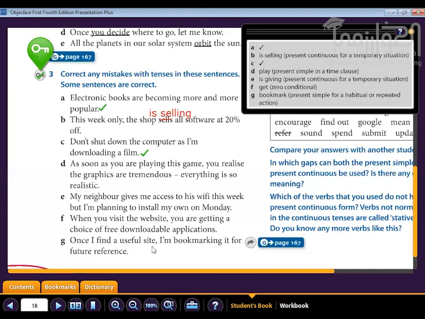And then let's look at G. Once I find a useful site, I bookmark it. So this is another example of a habit. This is the habit of the person. So once I find a useful site, I bookmark it. This is what he does all the time. It is his habit. It's something that he repeats over and over again. So bookmark, we have the present simple for habitual or repeated action.